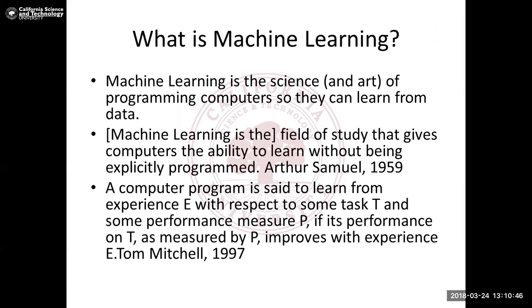The second one is a more formal definition of machine learning. It's the same thing: a field of study that gives computers the ability to learn without being explicitly programmed. This is from 1959, so it's pretty old. Machine learning, you can think about it as a subset of AI.